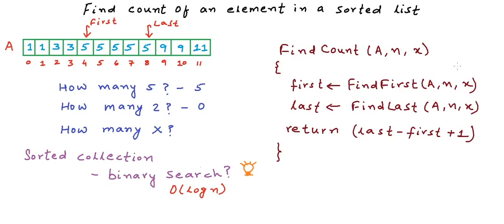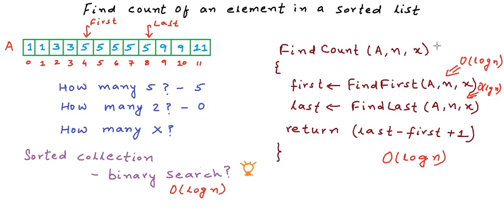Okay, so the first method call, if we are using binary search, will work in big O of log n, and the second method call to find out the last occurrence will also work in big O of log n. So overall, the time complexity to find out the count of an element in the array would be big O of log n, and that's really great.